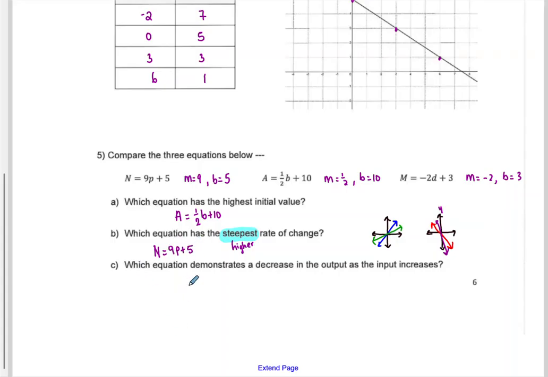And then last equation, question, which equation demonstrates a decrease in the output as input increases? So basically, when you see the word decrease, it just means that it's going down. The decrease one would be the one with the negative slope, right? So that was an easier one.